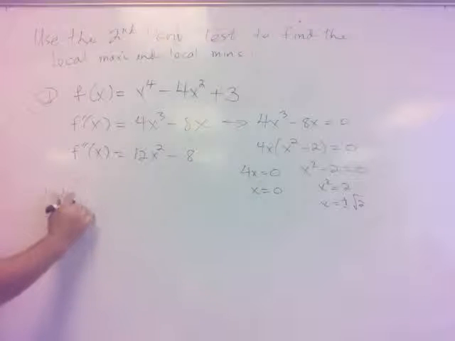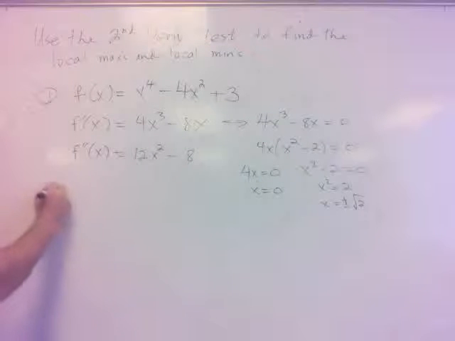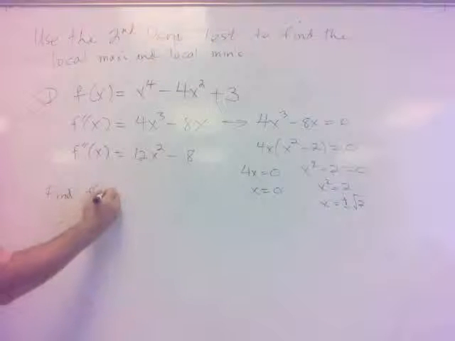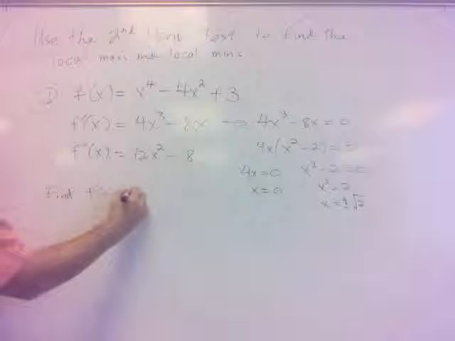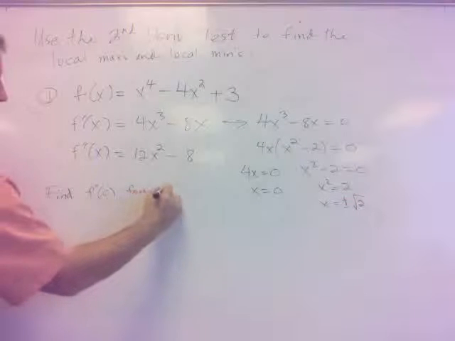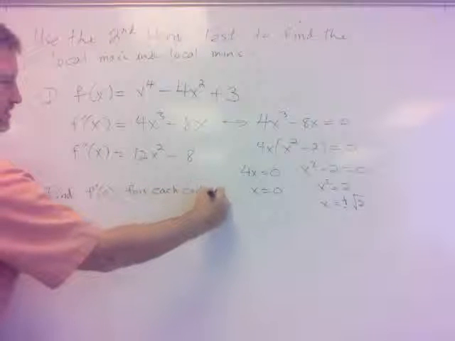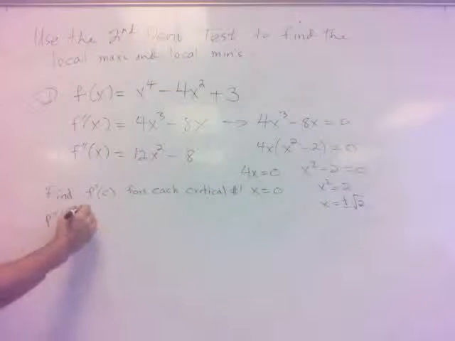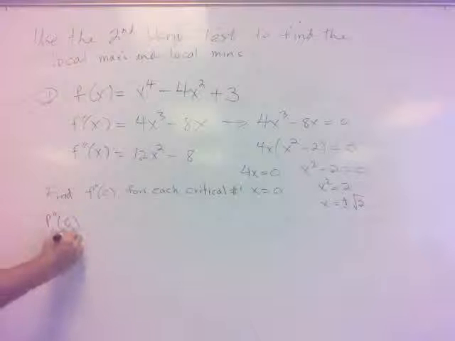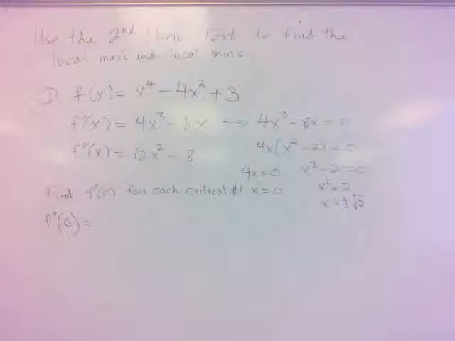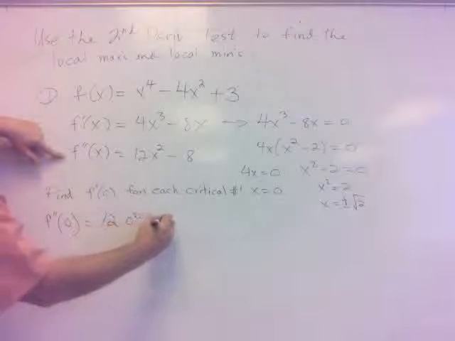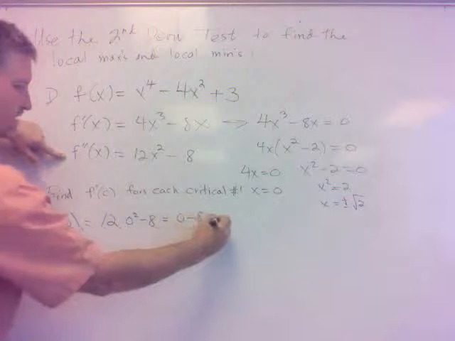Find f prime of c for each critical number. It's basically the change here that we're doing. So f double prime of 0. Well, if I do the second derivative, now I'm evaluating the second derivative at 0. So I go to this one, plug in 0. At 0 minus 8, that is negative 8.